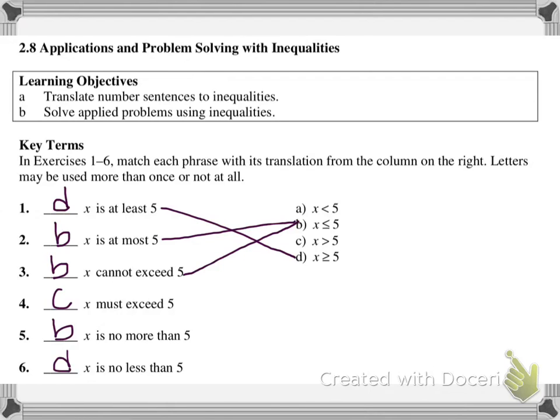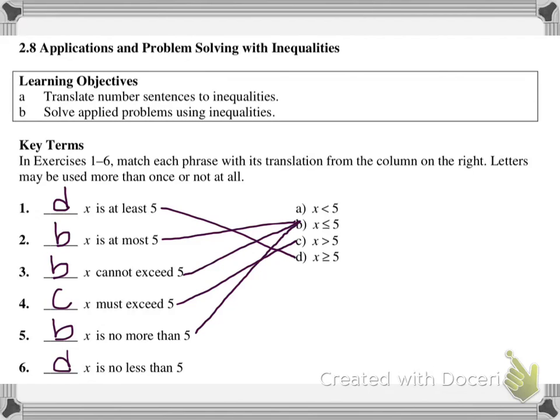4, must exceed 5. So it cannot be 5 at all. It has to be greater than 5. So that is option C. X is no more than 5. Well, that's B. No more than 5 means it can be 5, and it can be less than 5, but it can't be more than 5.